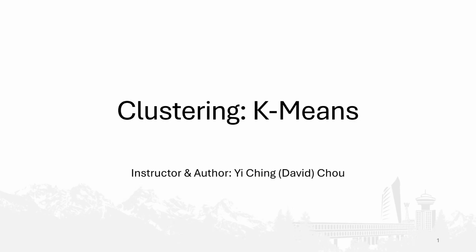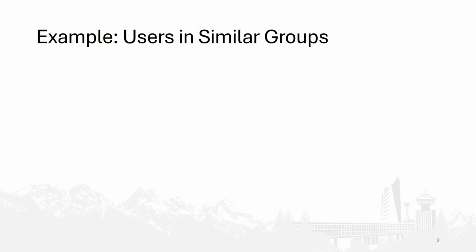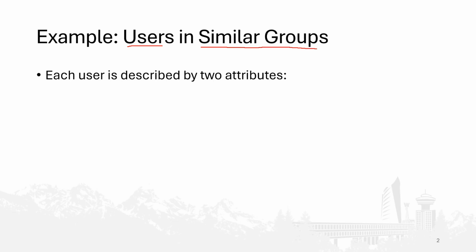Everyone. So in this class, we want to talk about clustering, and we will particularly focus on the k-means algorithm. First of all, let me give you one example here. Suppose that we want to find the users that are in similar groups. For each user, we will use two attributes to describe them.